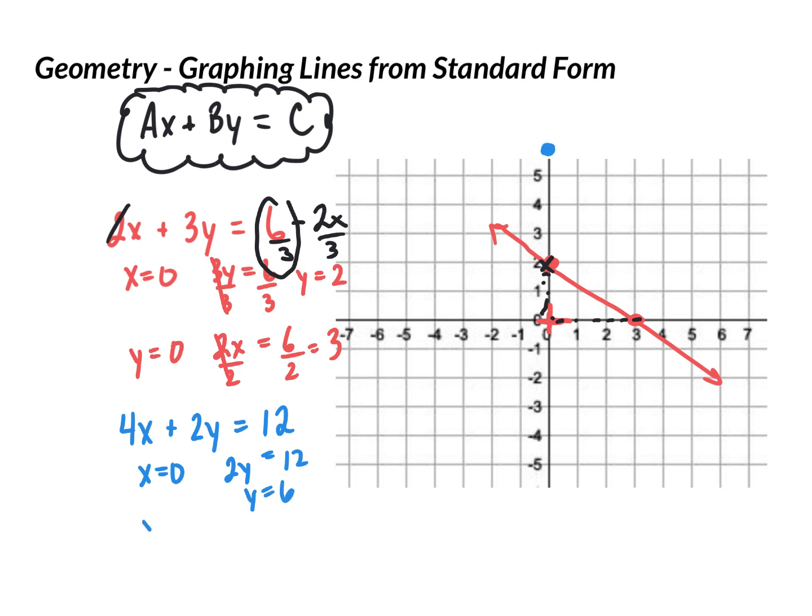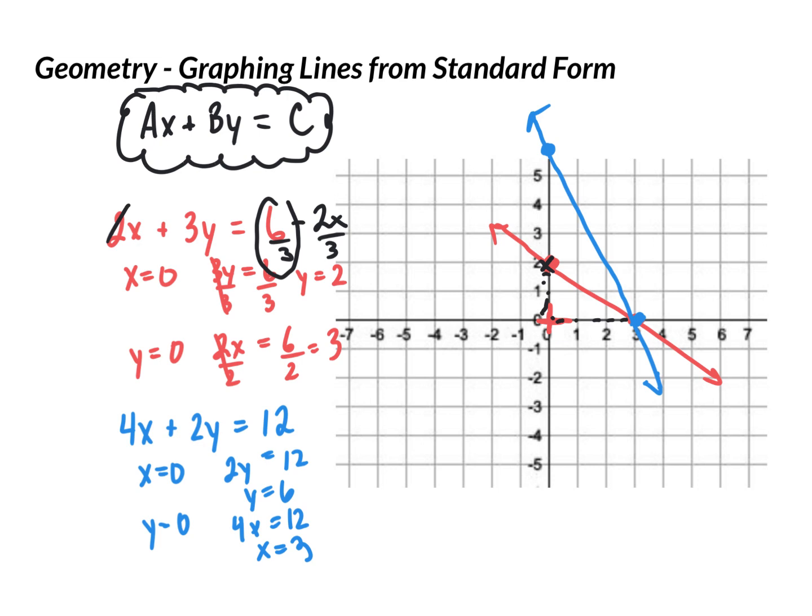Then say, well, what if y were 0? Well, then 4x plus 0 would be 12, so divide by 4, so x is 3. So right here. And then we could just draw a line through those points. So this is the easiest way to graph in standard form.